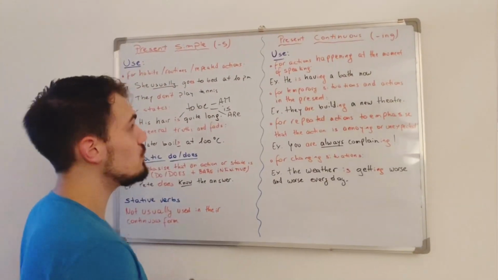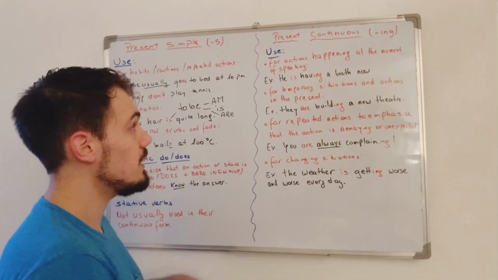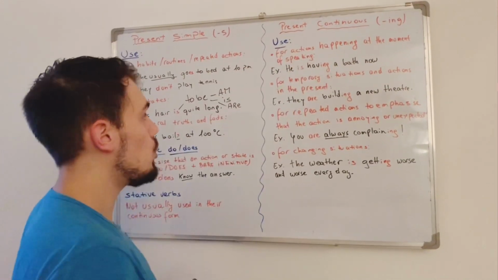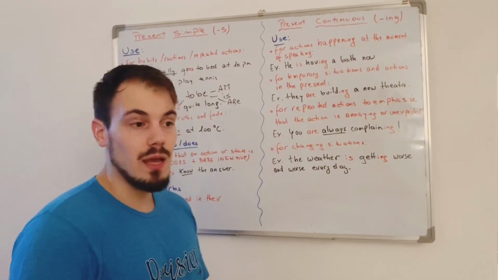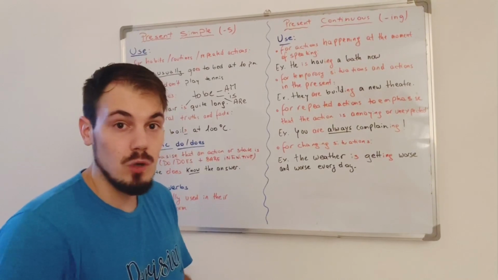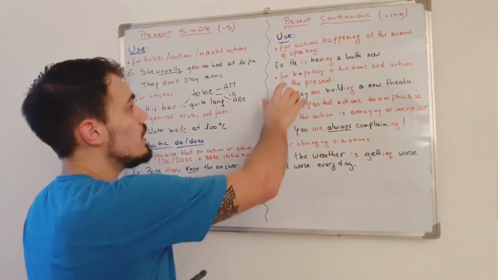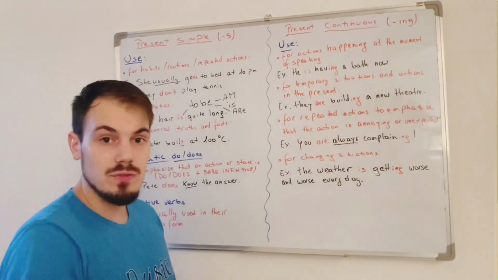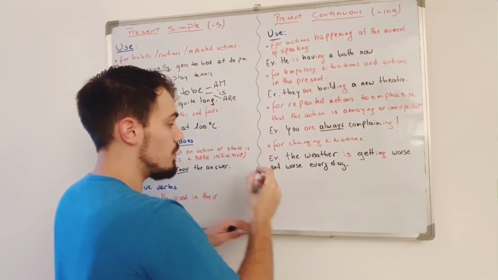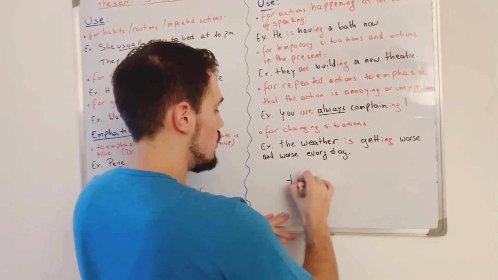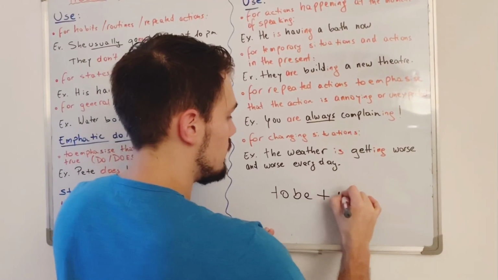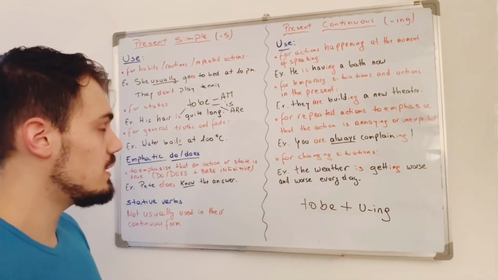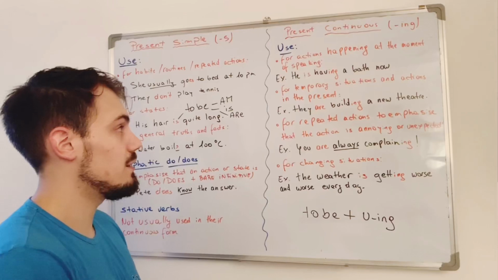Okay, now we are going to move on to the present continuous. Okay? The ing. We use the present continuous for actions happening at the moment of speaking. For example, now I am recording a video, okay? Or you are watching this video. Another example, he's having a bath now, and we pay attention to the verb to be and the ing. So for the present continuous, the form will be the verb to be plus the verb in the ing, okay? The auxiliary and the verb in the ing. So he's having a bath now.